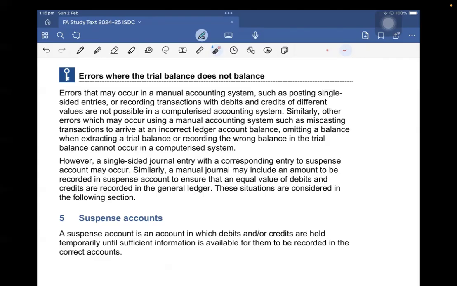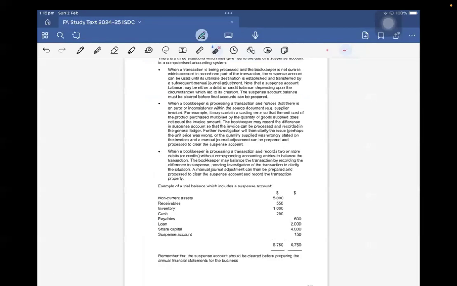In the case of computerized software, they cannot actually tally the trial balance. So they generate a separate line of a temporary account called the suspense account. Understood? I tell my students that it is like a dustbin. Clear? So anything that doesn't tally on the debit side and credit side, we take it into the suspense account. A suspense account is an account in which debits or credits are held temporarily until we are going to correct it. Understood?